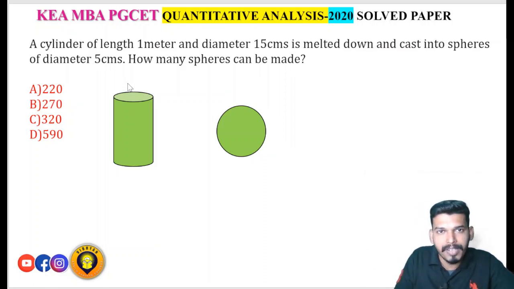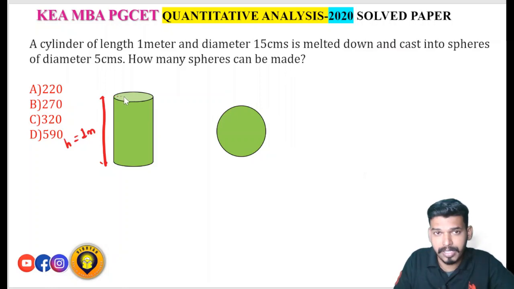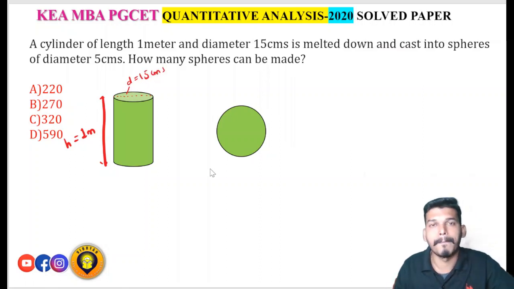Okay, so you have a cylinder of length 1 meter. The total length is 1 meter, that is the height of the cylinder. So h is equal to 1 meter. And the diameter is 15 centimeters. So this is the diameter, the d value is 15 centimeters.